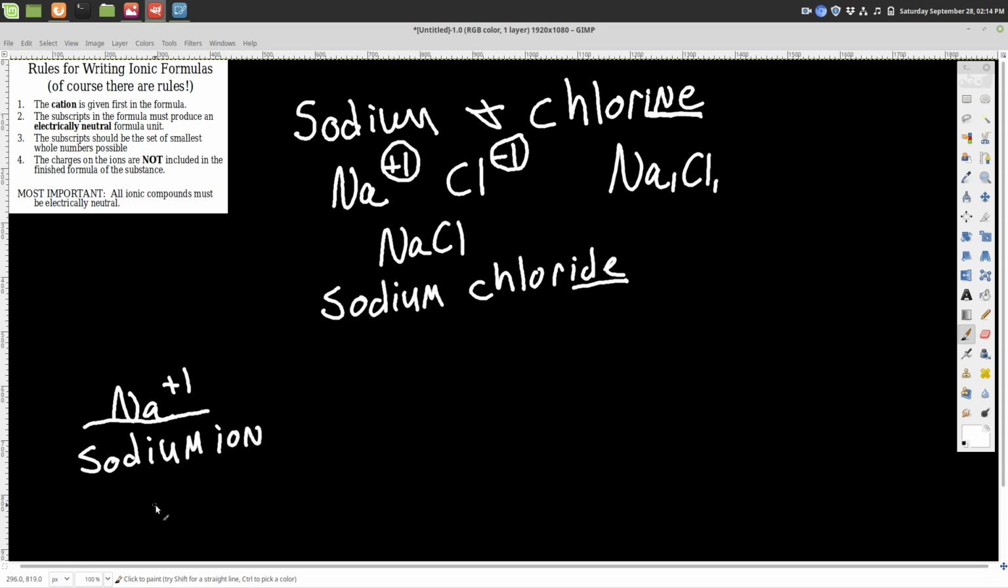Now, if you were asked to name the individual ion Cl-1, you would have to write this as chloride ion. Okay, so that's a chloride ion, and this is a sodium ion.